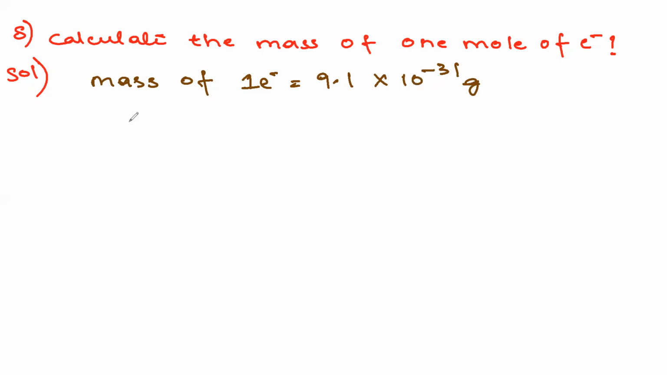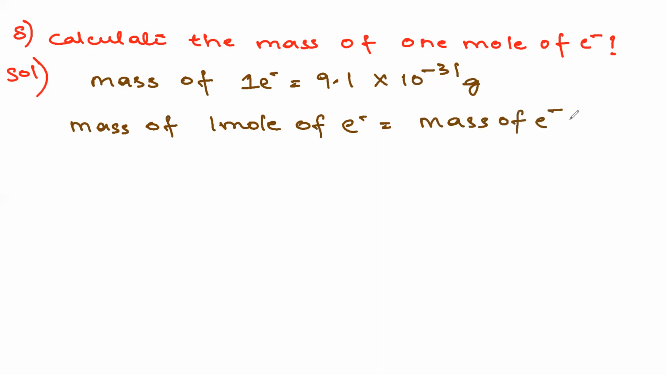So for 1 mole of electrons, the mass of 1 mole of electrons is equal to mass of 1 electron into Avogadro number, because we know for 1 mole of electrons we have Avogadro number of electrons. So that is equal to 9.1 × 10^-31 into 6.023 × 10^23.